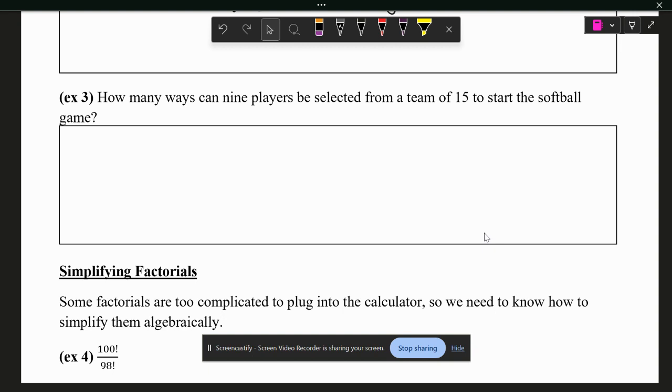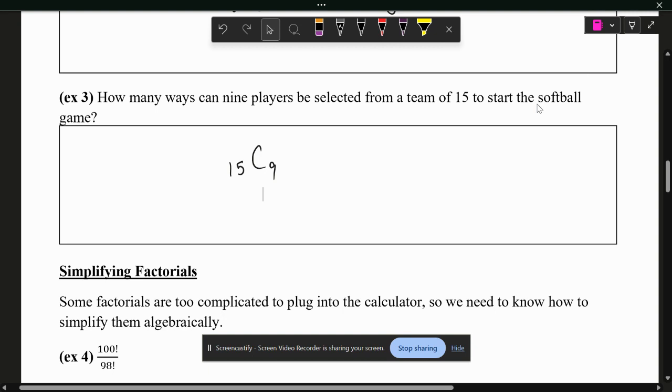If this was saying how many lineups can we make, then it'd be different because you're choosing somebody to go first, second, and third. Because it just wants 9 people from 15, kind of like a Sandlot game, this is going to be a combination. So 15 choose 9.